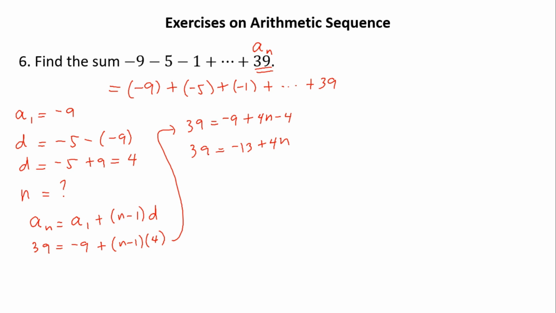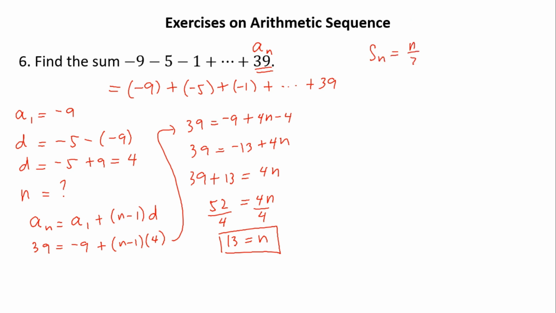Placing negative 13 in the left side, we have 39 plus 13 equals 4n. So the left side is equal to 52. So we have 4n equals 52. Dividing both sides by 4, n is equal to 13. So now we can solve for the sum of all the terms, which is s sub 13. Take note again, s sub n is n over 2 times 2a sub 1 plus n minus 1 times d.